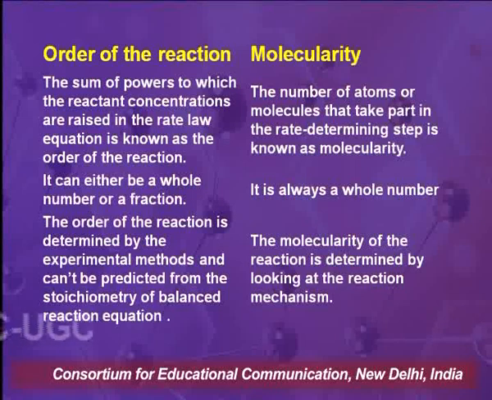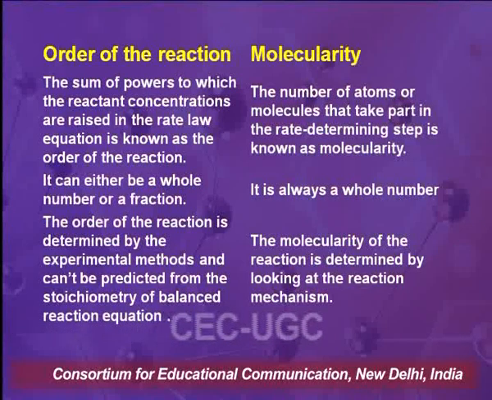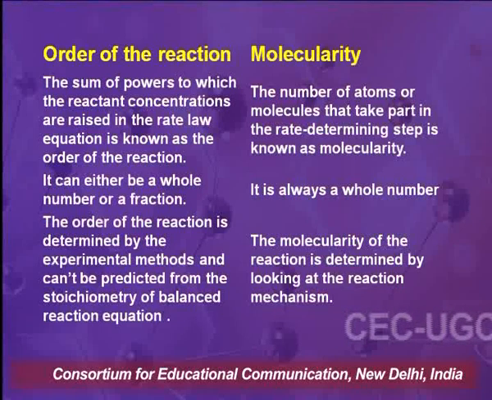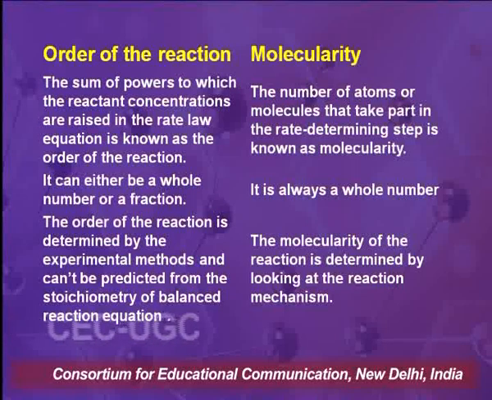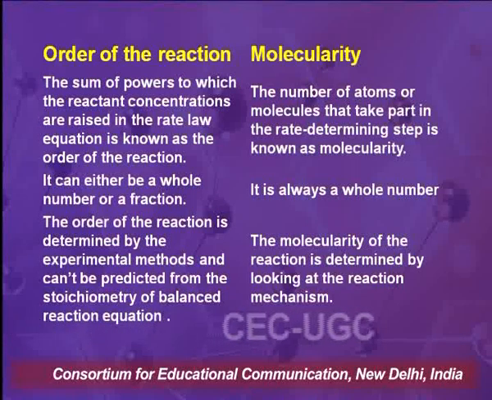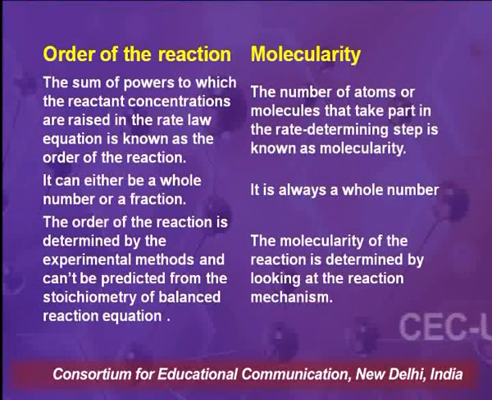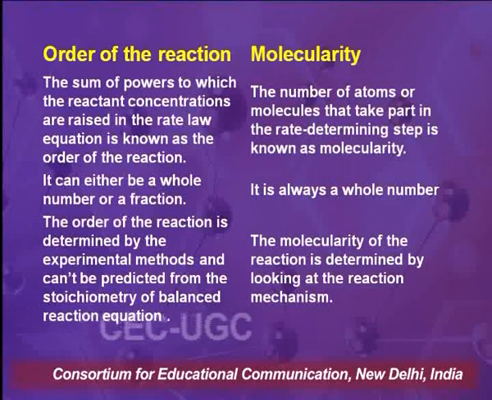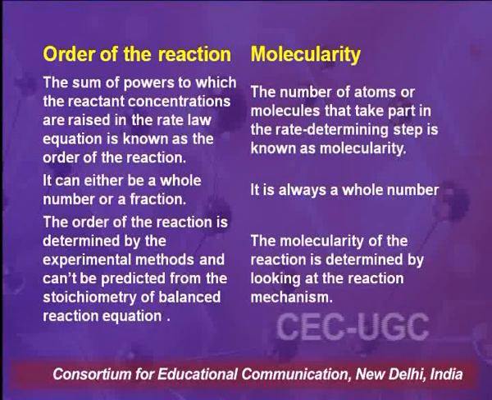The differences between the order and molecularity can be tabulated. Order is the sum of the powers to which the concentrations are raised in the rate law equation, and the molecularity is the number of atoms or molecules that take part in the rate determining step. Order can either be a whole number or a fraction. Molecularity is always a whole number.